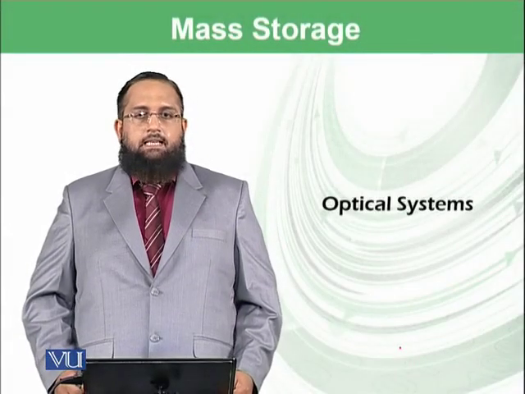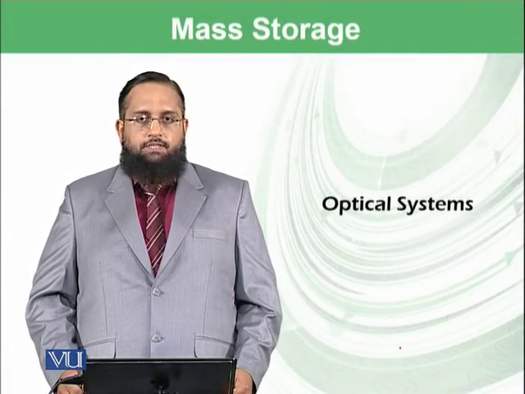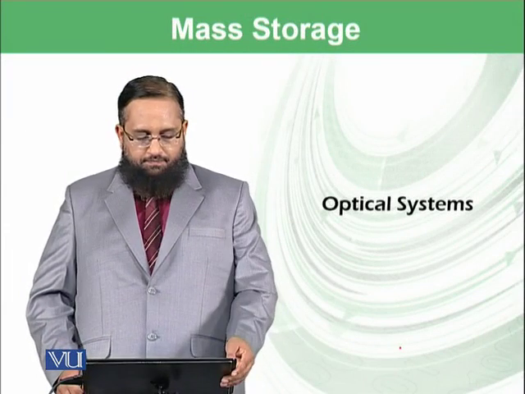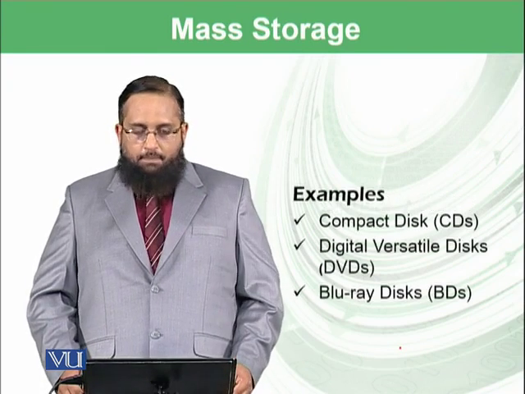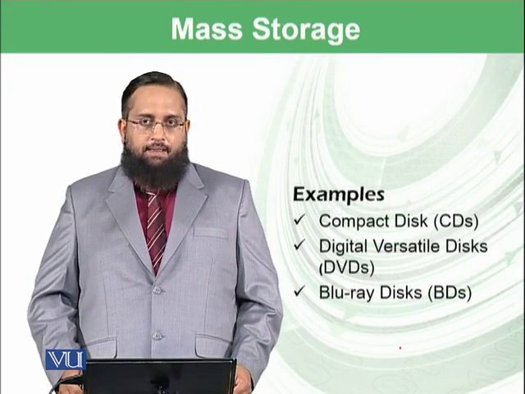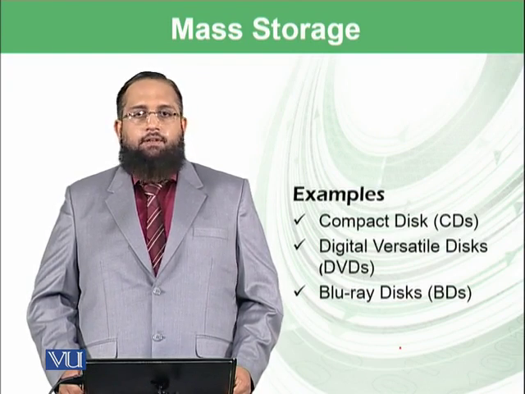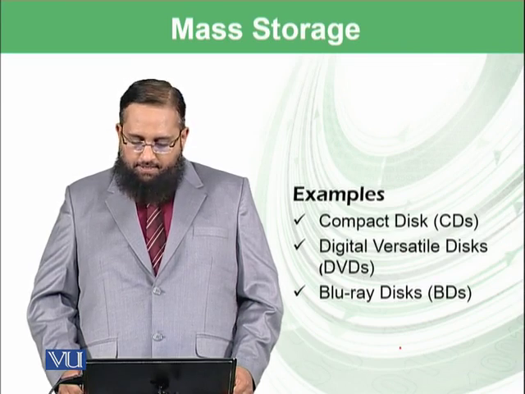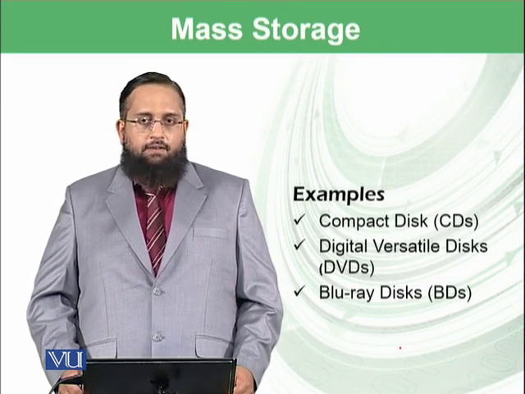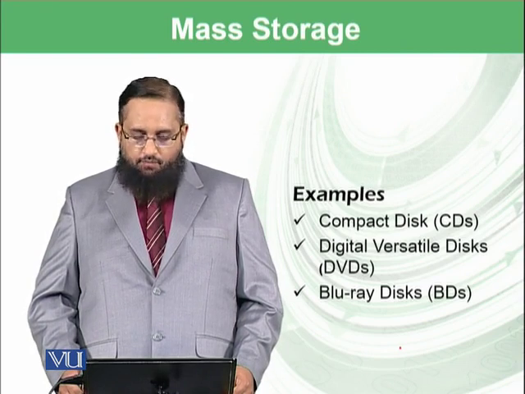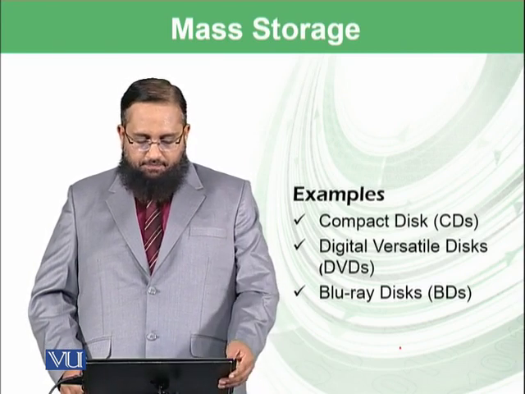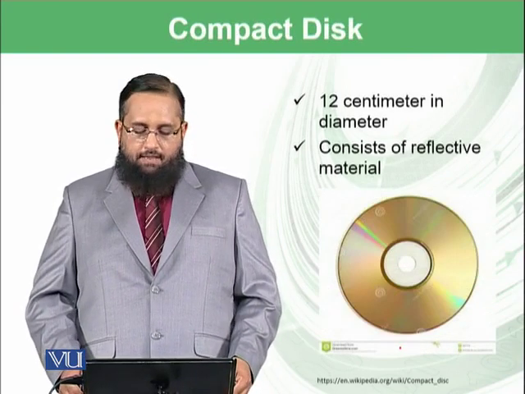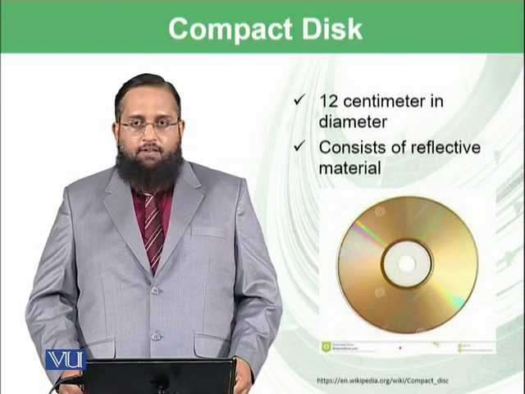Dear student, this is the second module on mass storage systems, and in this module we will discuss optical systems. Optical systems have different examples that you have encountered in your daily life, for example CDs, known as compact discs, digital versatile discs (DVDs), and Blu-ray discs, also known as BDs. Normally the compact disc is 12 centimeters in diameter and consists of reflective material.